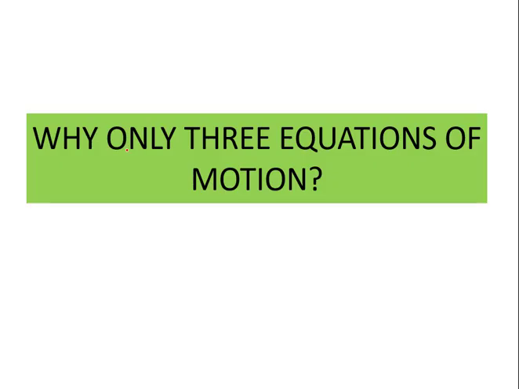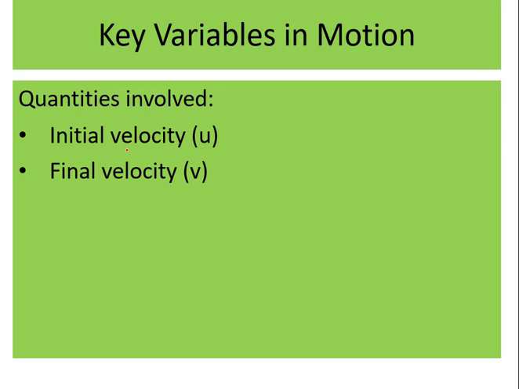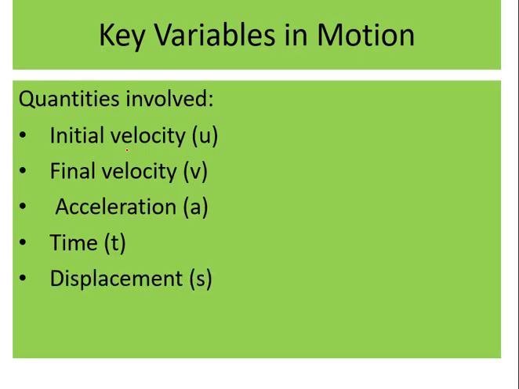So the variables involved in these equations are initial velocity u, final velocity v, acceleration a, time t, and displacement s. So there are five variables involved. And it's also important to note over here that these equations are applicable only for uniformly accelerated motion.